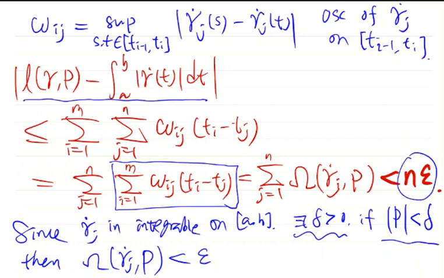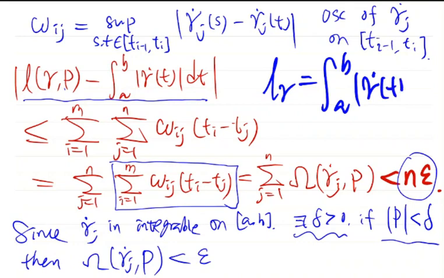That is to say, the length of the inscribed polygonal can be very, very close to the integral of the norm of gamma dot. So this proves that gamma has length, and the length is just this integral. So this proves our result that L(gamma) is the integral. Okay.